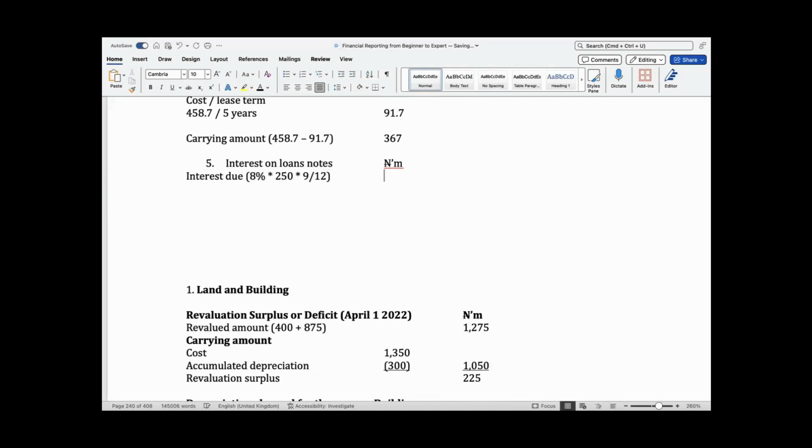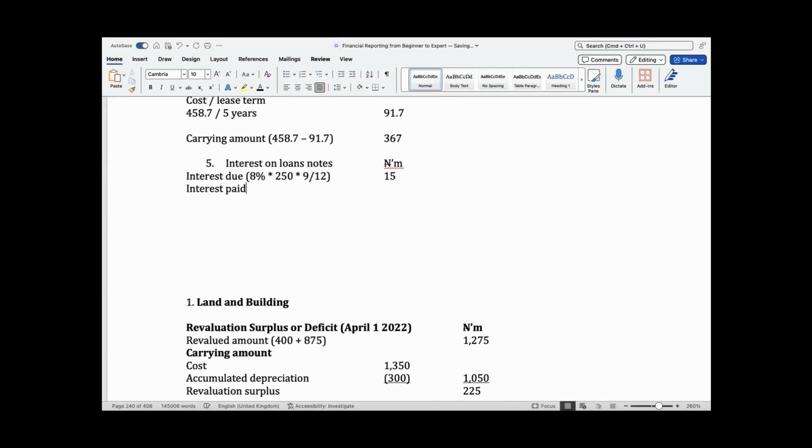15. How much? 15. Now, this is the interest due. Then, how much interest did we pay? Interest paid from the trial balance was 10. What's the interest payable?